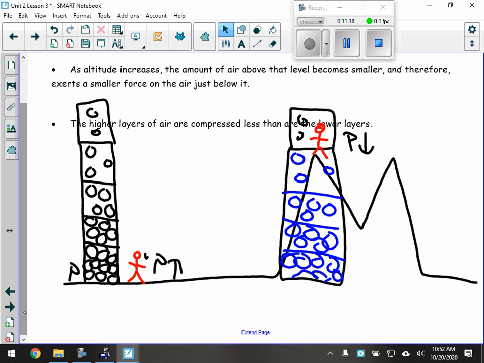Listen, the pressure is greater here and less there. What do you think that does? Do you know what temperature water boils at? Water boils at 100.